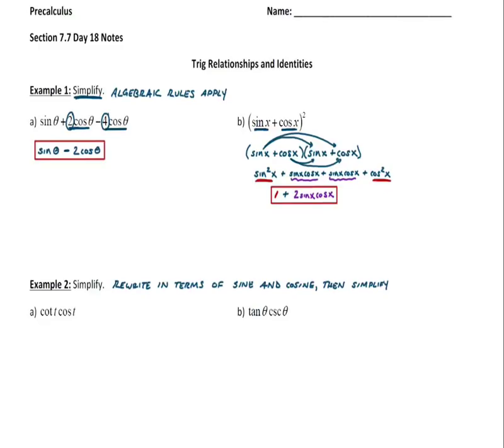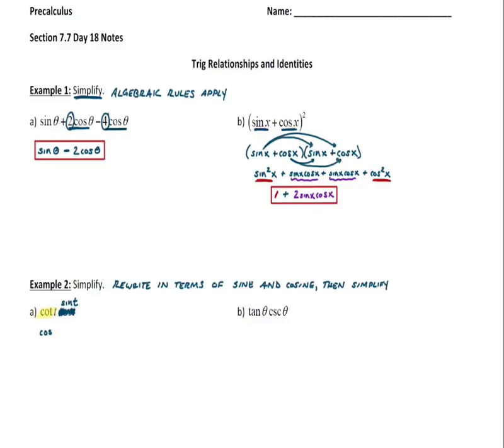So if you look at example A, we're actually going to adjust this example slightly, and I want to call it cotangent of t times sine of t rather than cosine. You'll see why when we get to simplifying. It's not that the problem before was wrong, it's just a typo there. So I want to call it cotangent of t sine of t.